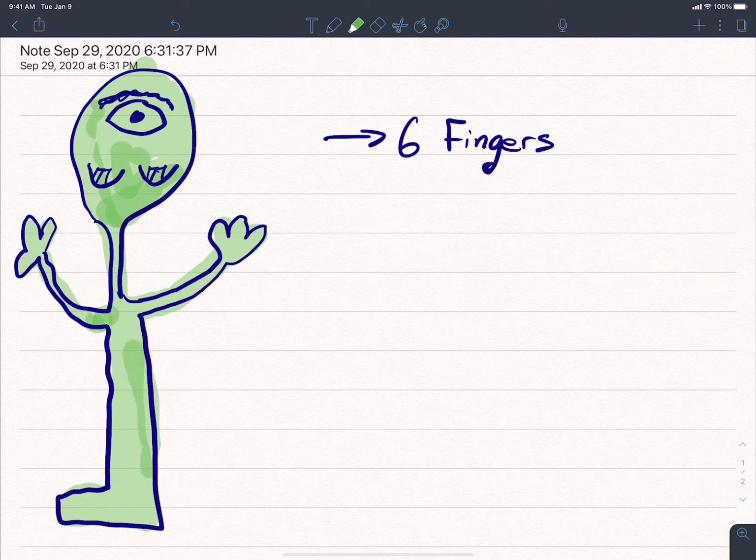Right? And how can we figure that out? What should we do to figure out if our alien is special or if all aliens have 6 fingers? Or if most aliens have 6 fingers? Anybody have any ideas? What can we do? We need to find more aliens, don't we? We need to find some more aliens. So that's a good idea.